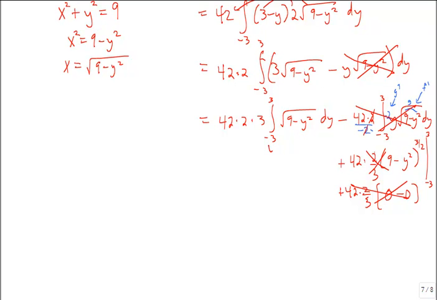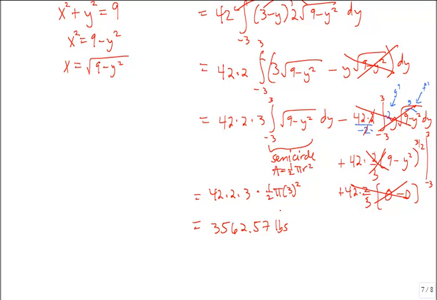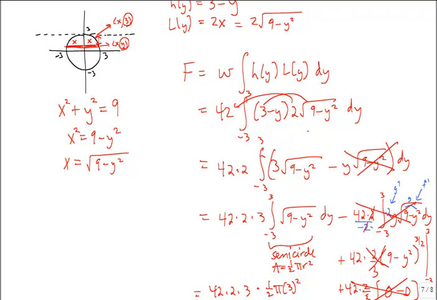Well, since this is just a semicircle, its area function would be 1/2 pi r squared. And if the radius is 3, then that's just going to be 1/2 pi times 3 squared, times this 42 times 2 times 3 that's already out front. And if you punch that into your calculator, you're going to get 3,562.57 pounds. And that would be the same answer you would get if you had just punched this integral in originally using that function integrate command.